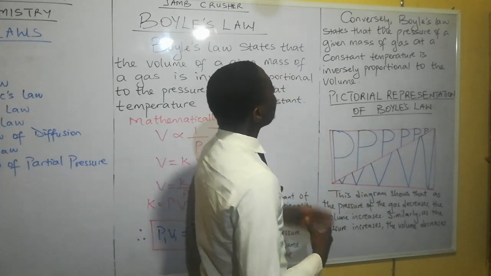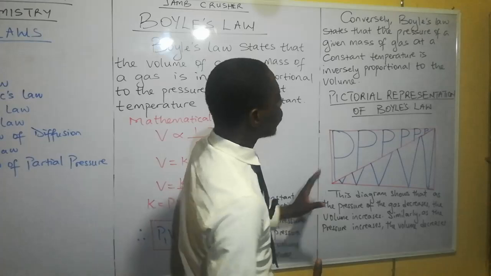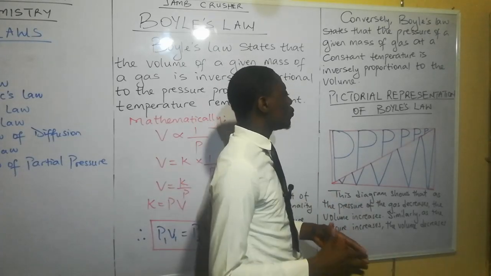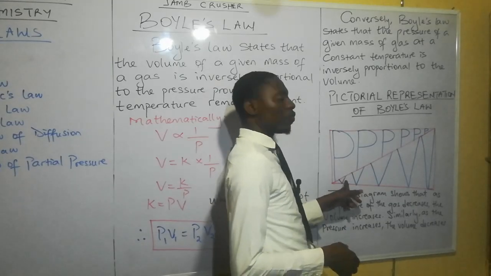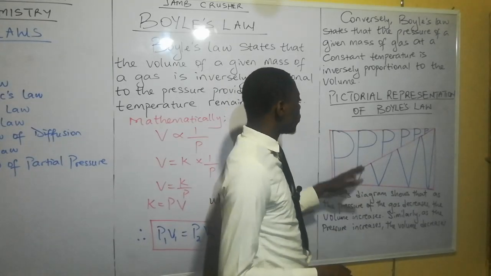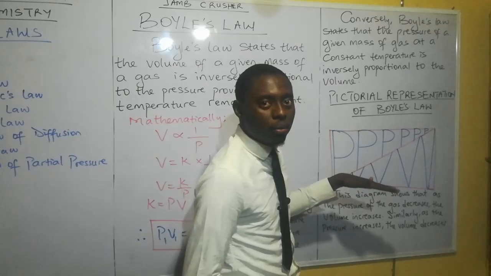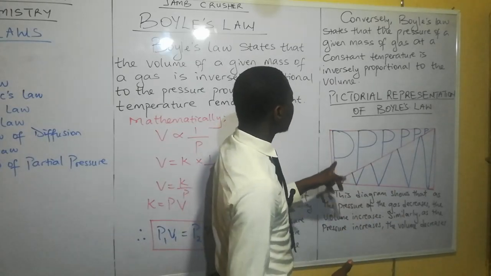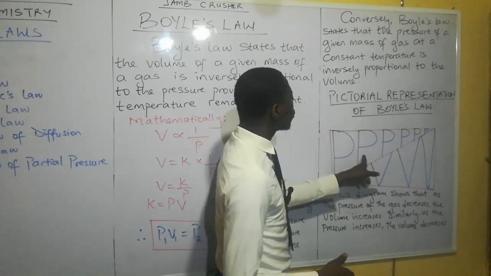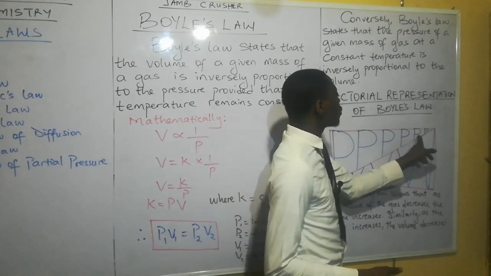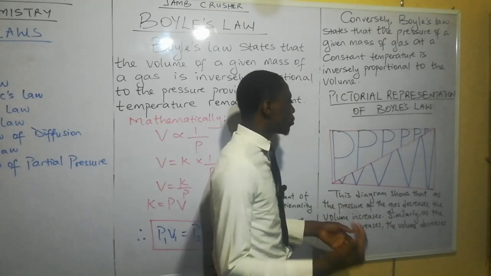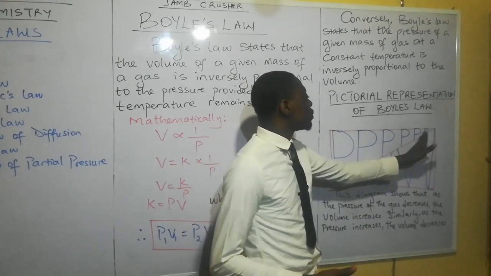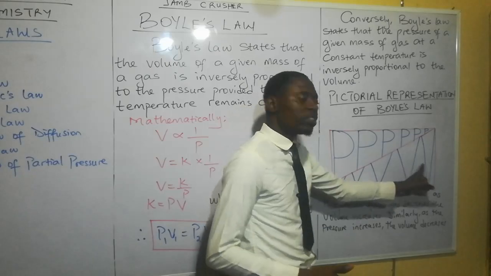So now, what is the pictorial representation of Boyle's law? Look at this diagram. In this diagram, I am showing you the relationship between pressure and volume. Pressure is on the upper side, volume is on the lower side. Now, what can we say about this diagram? One thing we can see is that as the pressure is decreasing gradually, the volume is increasing.